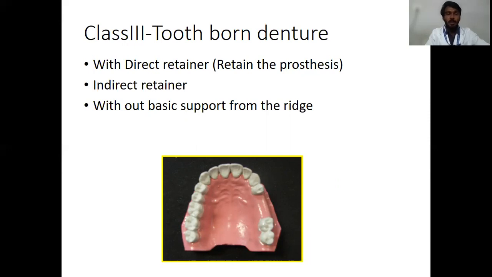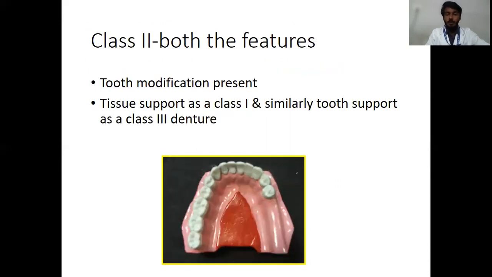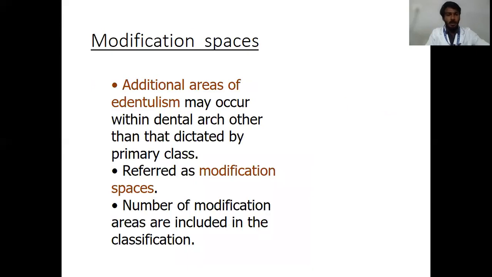So when we fabricate for a class 3, it is usually a tooth bone denture, with a direct retainer to retain the prosthesis. It may contain a direct retainer, but without basic support from the ridge. The class 2 situation combines the features of both: tooth modification has to be done, and tissue support as in class 1, and similarly tooth support as in class 3 denture.